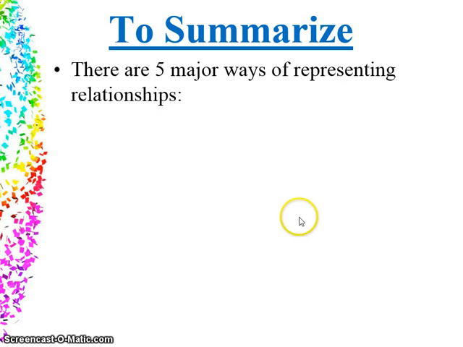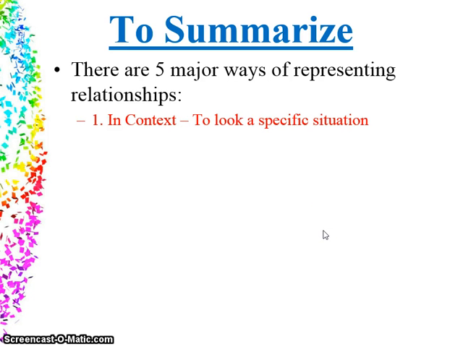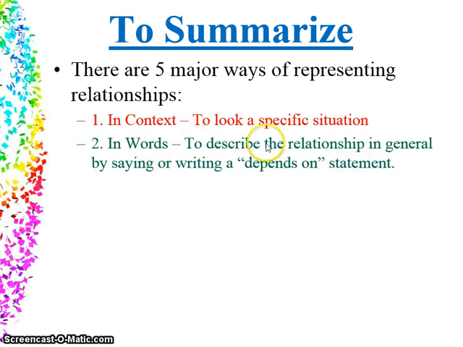So to summarize this introduction lesson, there are 5 major ways of representing relationships. In context, which means to look at a specific situation. You have done this since kindergarten. In words, to describe a relationship in general by saying or writing a depends on statement. Your test score depends on how much you study. That we learned in part 1, looking at a relationship in words.